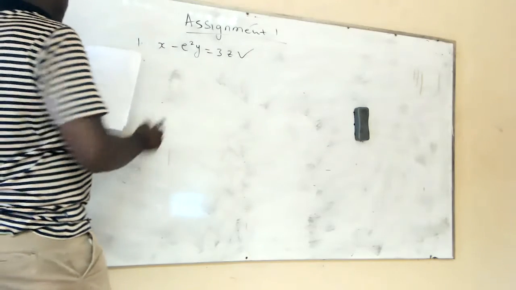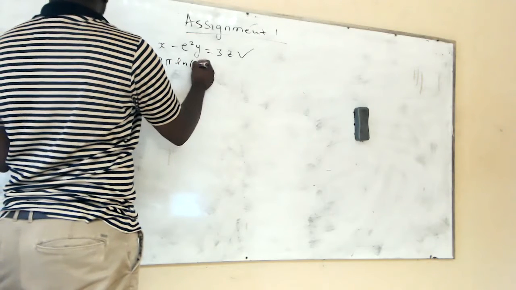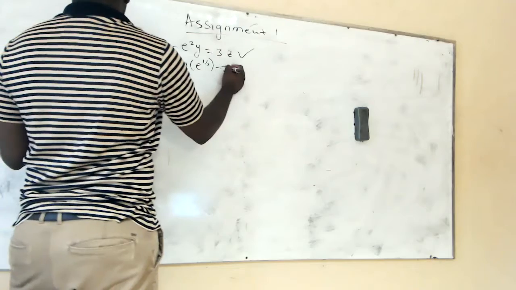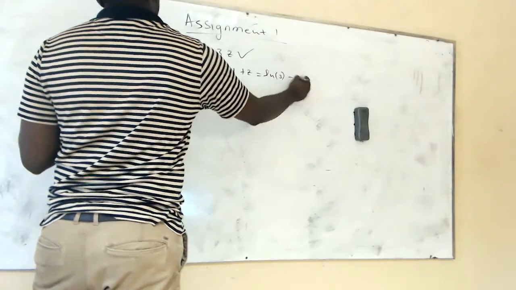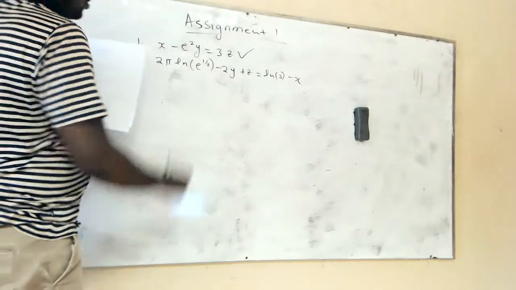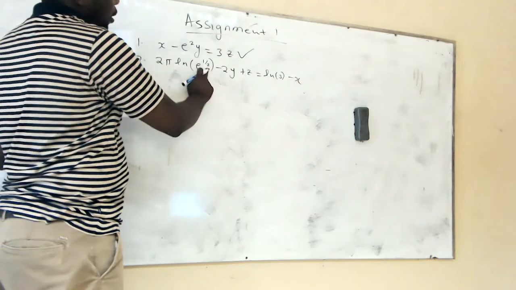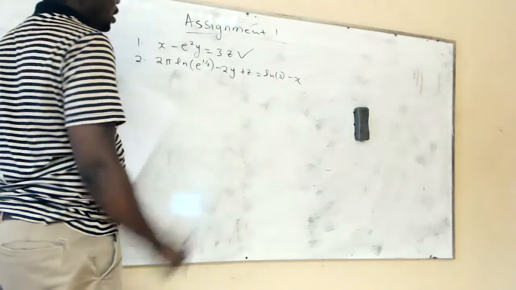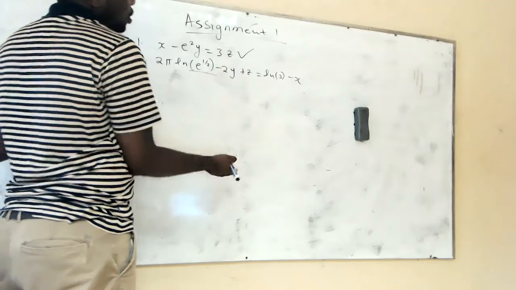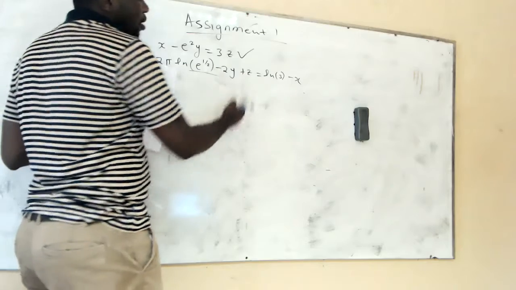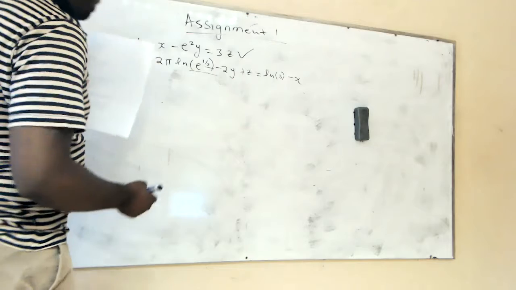Let's investigate the other options we have here. We have 2 pi ln e to the half minus 2y plus z equal to ln of 3 minus x. Why is this not linear? It's not linear because you can see that the variable z is in the exponent. Otherwise, everything would be perfect here, because y does not have an exponent other than 1, same with z and same with x. So the problem is where z is in the exponent.